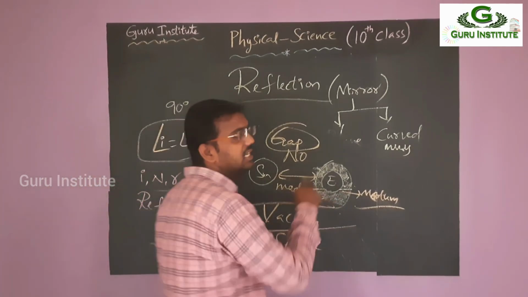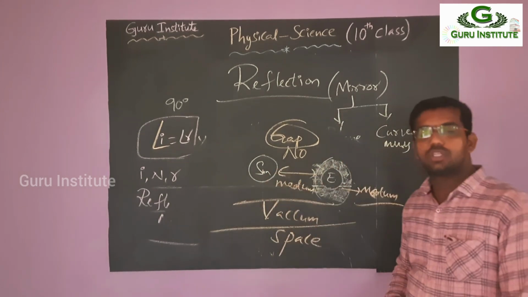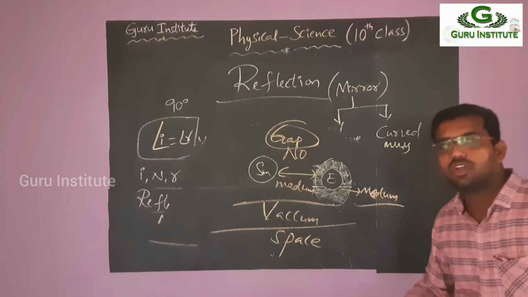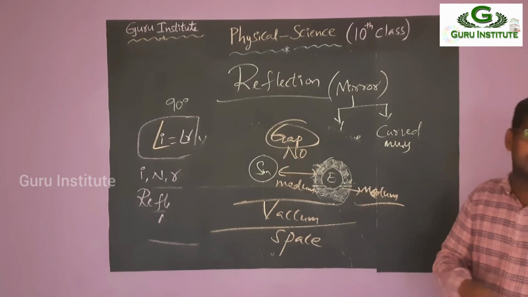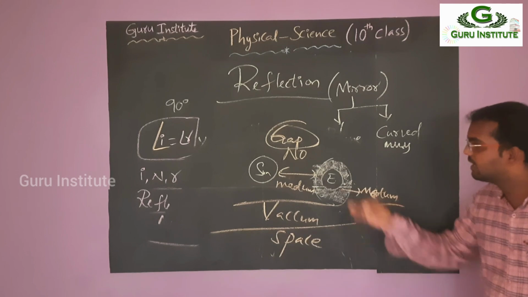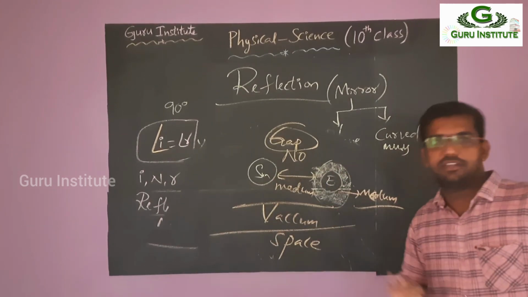And here medium is there. Coming to our topic, sun is there. It is a burning star. You know that. From that we are getting light. So that light is moving from here to here. We are getting sunlight or not? Yes, we are getting sunlight. In this gap, medium is not there, yet we are getting the light.